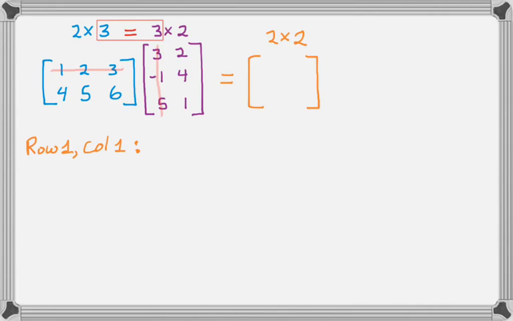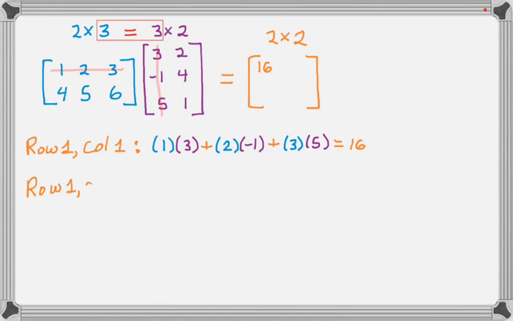So let me walk through that. First times first, so 1 times 3, plus second times second, so 2 times negative 1, plus third times third, so 3 times 5. That's what we do, and then you just work that out. I get 16, and that goes in row 1, column 1 of the product matrix.